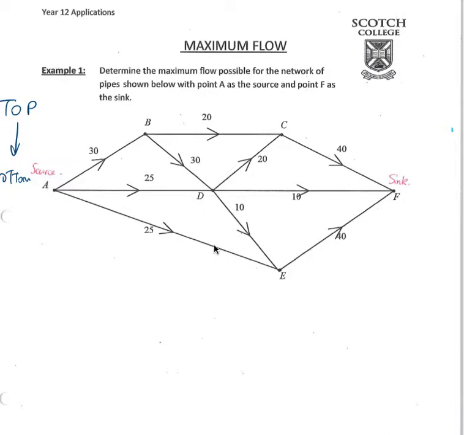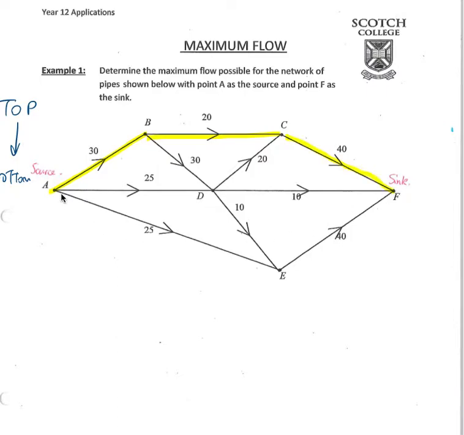It might be A to B, okay? So we're going the topmost pipe we can go, A to B, that has 30, might be liters, but this is the capacity of this pipe. Then we want to use the topmost branch, so we can see we can either go this one or this one to D, or B to C. We're going to use the topmost branch, so we're going to use BC, and then use the topmost branch again. We go to the sink.